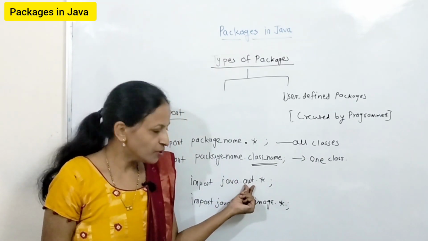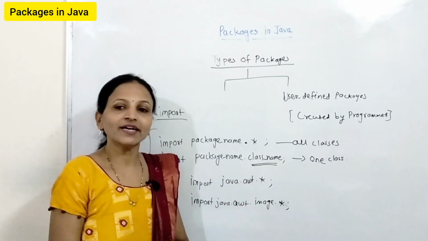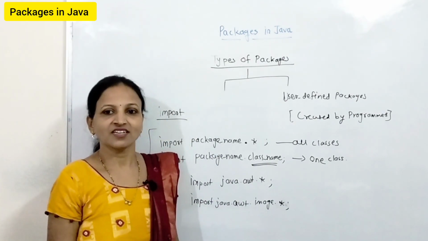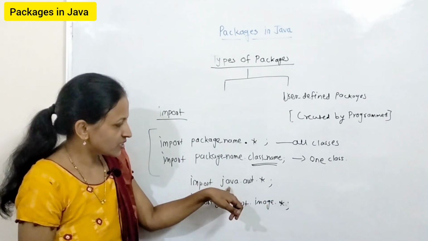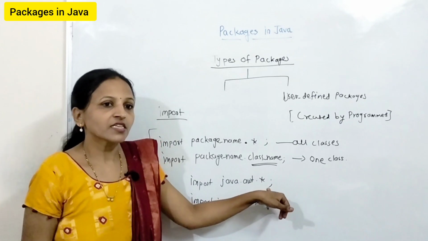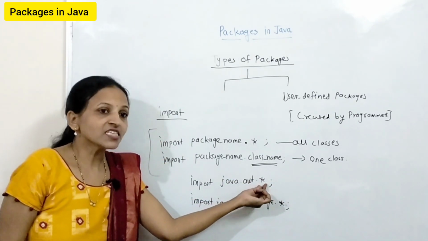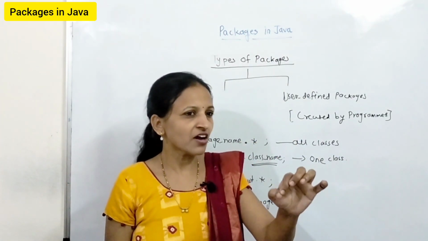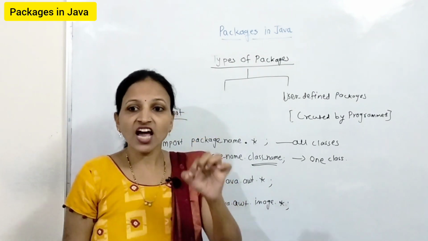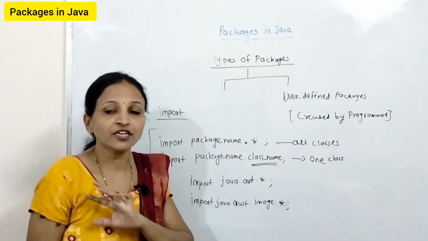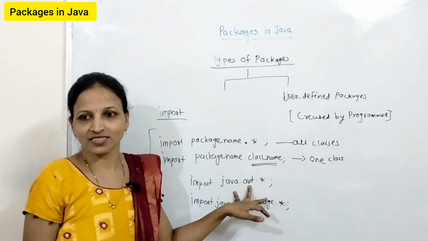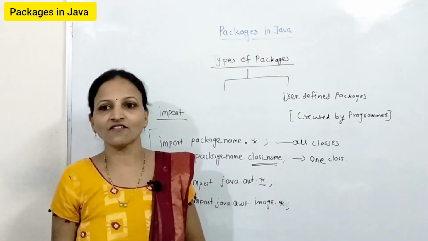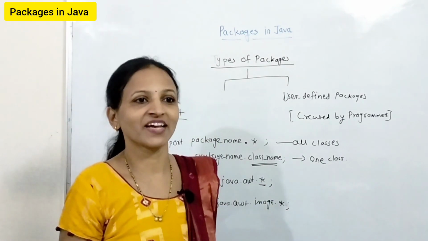See, this AWT is a main package and it is having multiple classes in it. This image is not a class. Keep in mind, image is a sub package. Now suppose you have written like this, java.awt.*. The meaning is all classes from this AWT package. But if java.awt is having any sub package, then classes from that sub package you cannot use if you have written a statement like this. It means only classes from that java.awt package. It doesn't mean the sub packages.